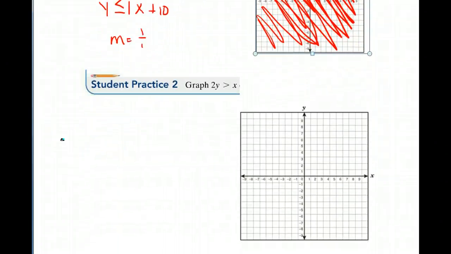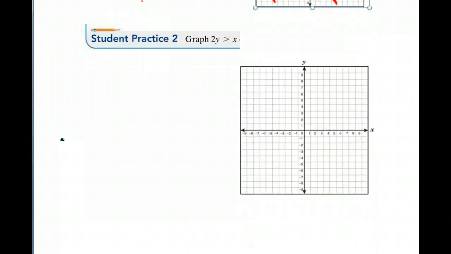We have one more student practice example for you to complete. Please pause the recording, complete the example, and as soon as you're ready, please press play and we'll go ahead and go over the answer together.